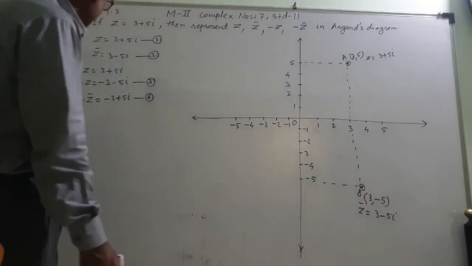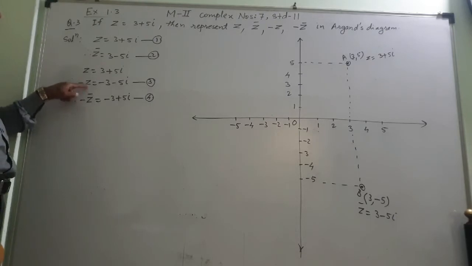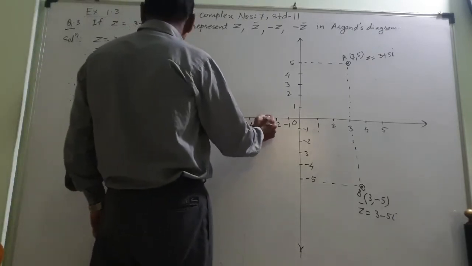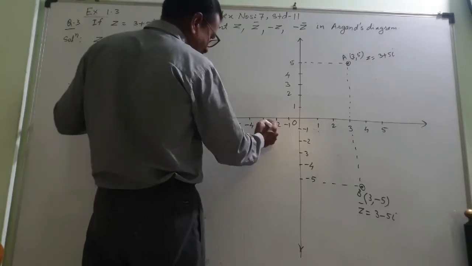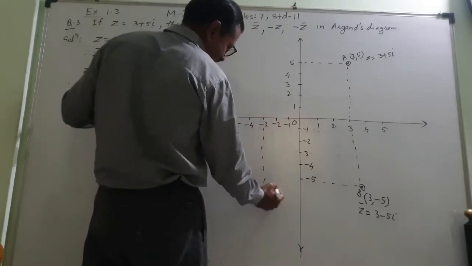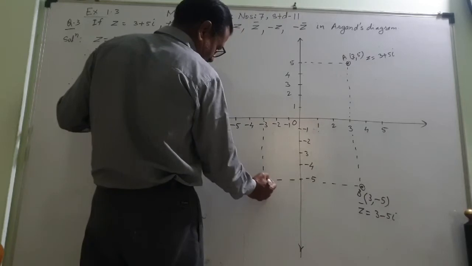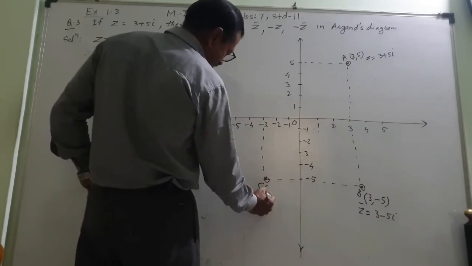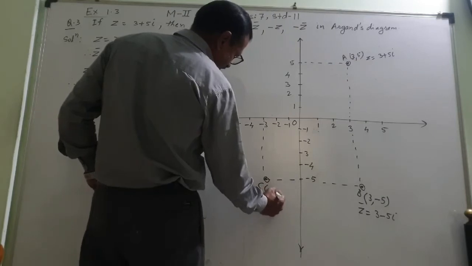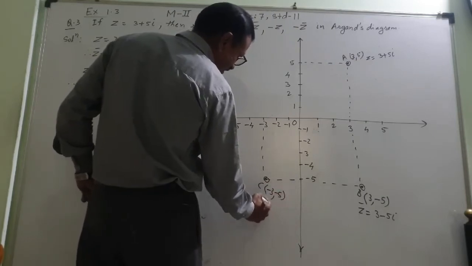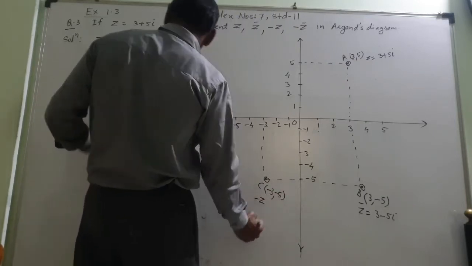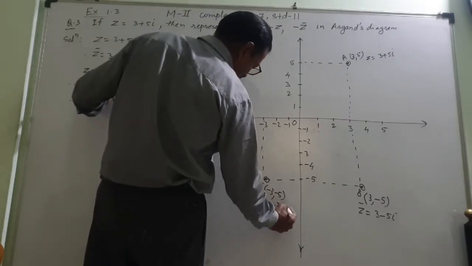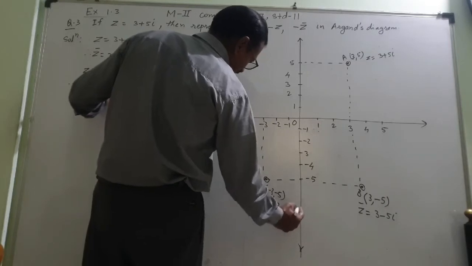Now another, minus z. So minus 3 minus 5. Minus z, minus 3 and minus 5. So I will come here. This is your C point. What are the coordinates? Minus 3 comma minus 5, and minus z is equal to minus 3 minus 5i.